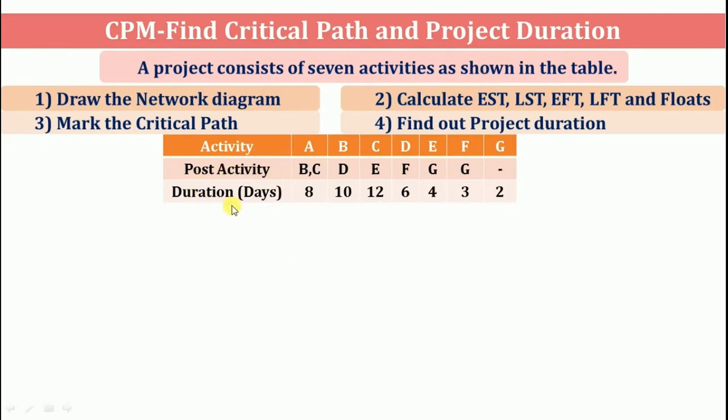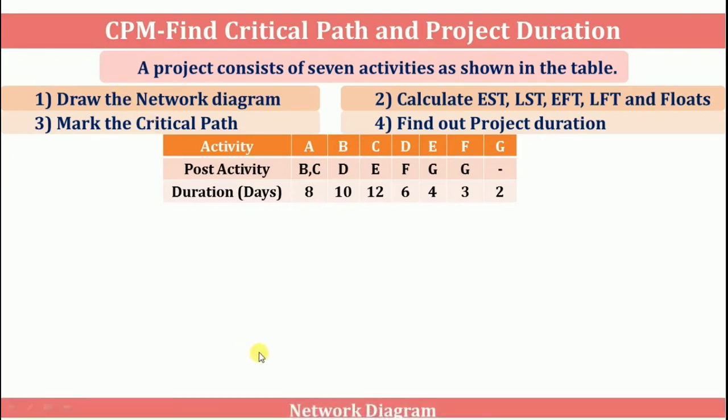Activity, post activity and duration is the given data. And from this given data, we have to draw the network diagram, then calculate earliest start time, latest start time, earliest finish time, latest finish time and floats, mark the critical path and find out project duration. So let's start with constructing network diagram. I have explained in detail how to construct network diagram in my previous video. So here we'll quickly draw the network diagram.